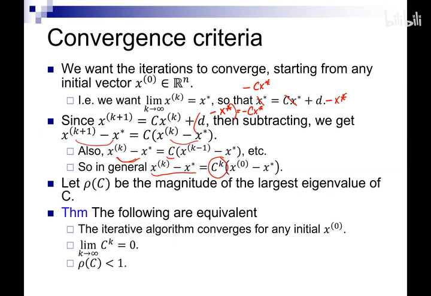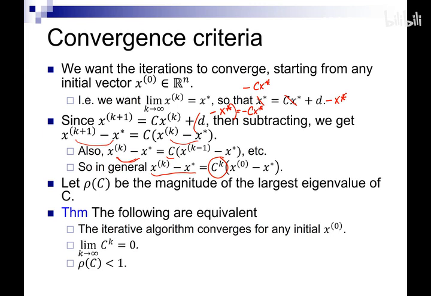Okay, so then we have this theorem. Basically the theorem says that if the magnitude of the largest eigenvalue is less than 1, then these iterates are going to converge. In other words, if the magnitude here is less than 1, then C to the kth power, if you take the limit as k approaches infinity, is going to be 0. And if this term is 0, then eventually these iterates are going to converge onto the correct solution.